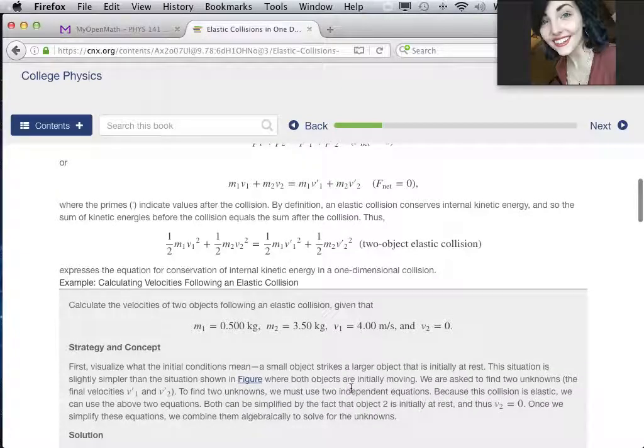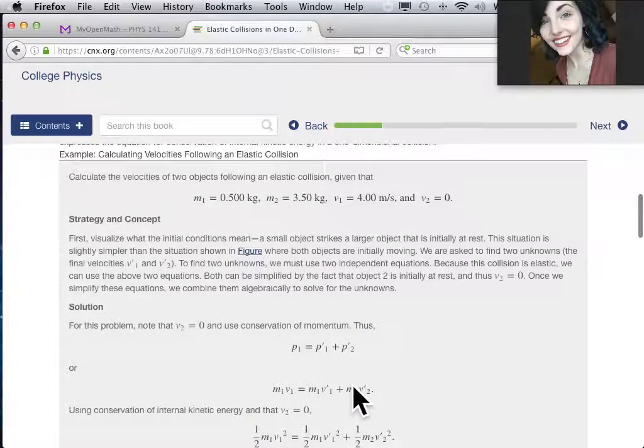So how do we use these two equations in a collision? Well, you've done it in the lab. Let's do it really quick in the book. We have velocities of two objects following an elastic collision. So these are the velocities after the collision. We have velocity 1 equals 4 meters per second, velocity 2 equals 0 meters per second, and mass 1 is 5.5 kilograms, mass 2 is 3.5 kilograms. So we know everything that happens after the collision, and we want to know what their velocities were before the collision.